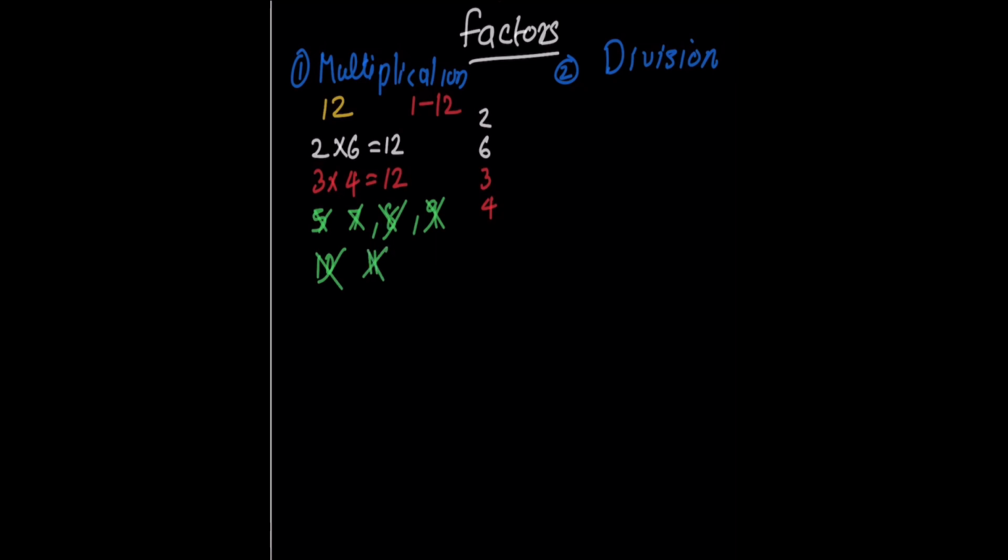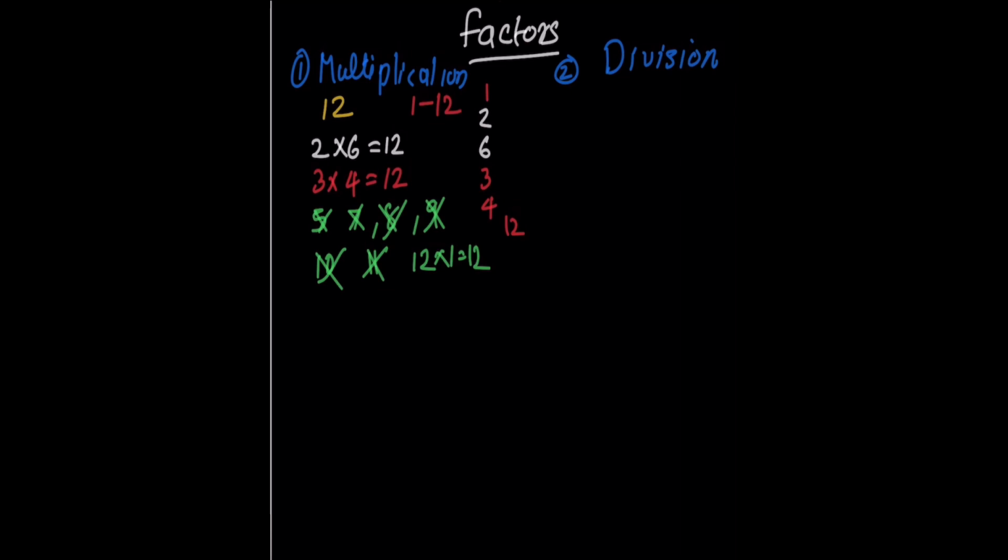Check 12. Yes, 12 is a factor of 12. 12 into 1 is equal to 12. So 12 is also a factor of 12. So 1, obviously, 1 is a factor of 12. So 1, 2, 3, 4, 6 and 12 are the factors of 12. That's how we find factors through multiplication.